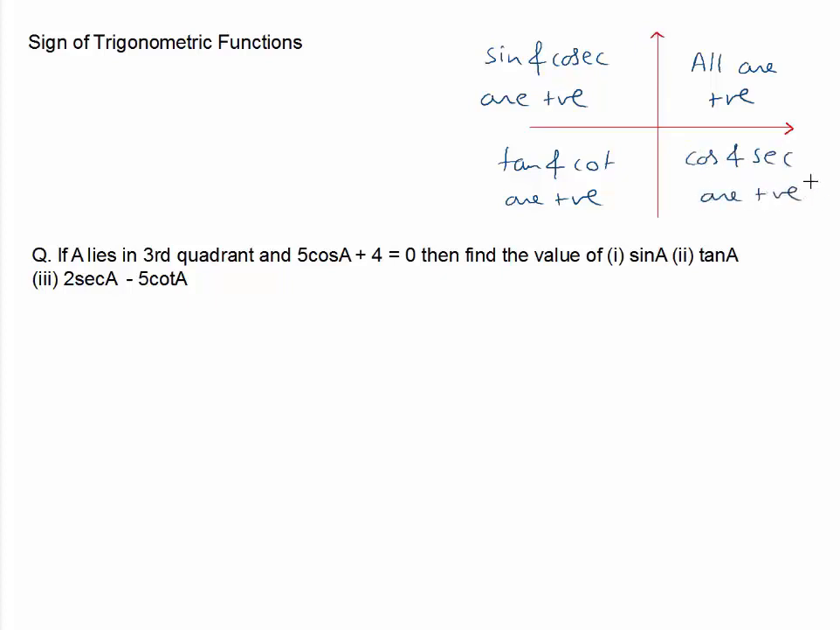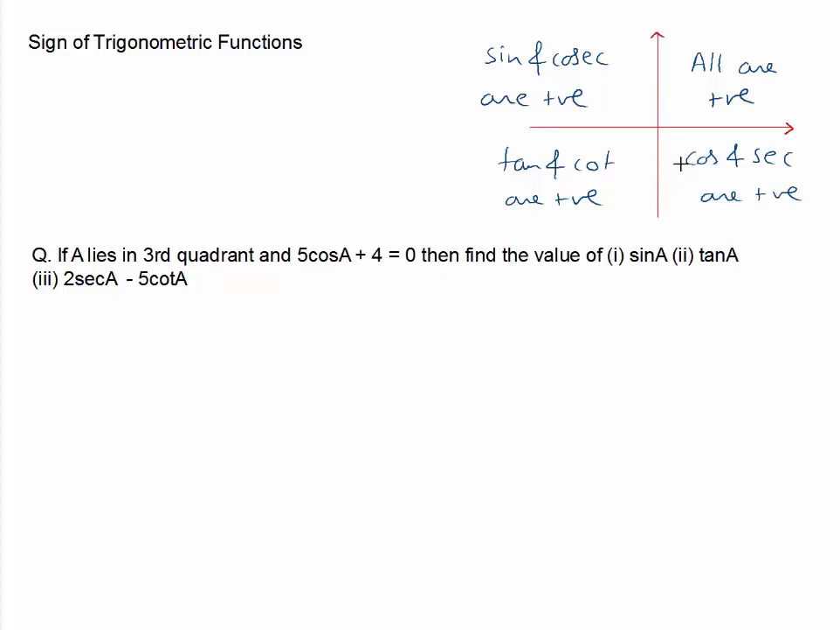So when we say, for example, that in the fourth quadrant cos and sec are positive, so that means that sine, tan, cosec, cot would be negative in the fourth quadrant. So we'll understand this more as we move forward.